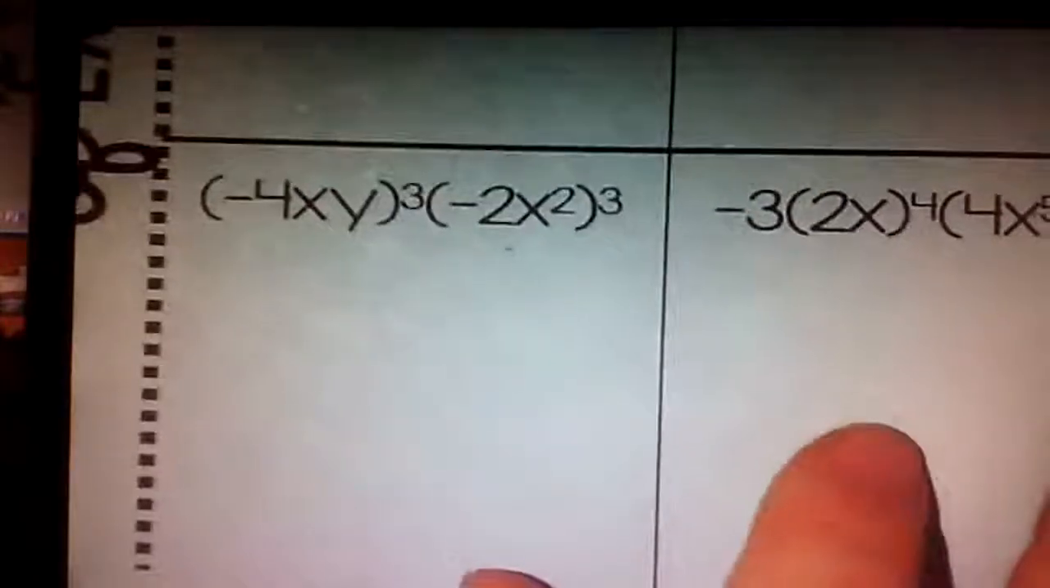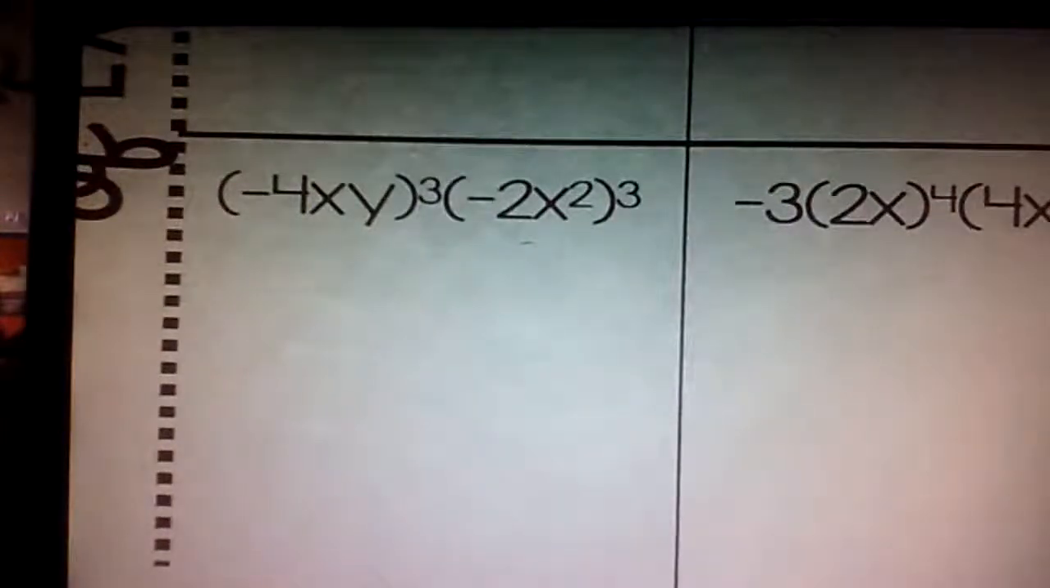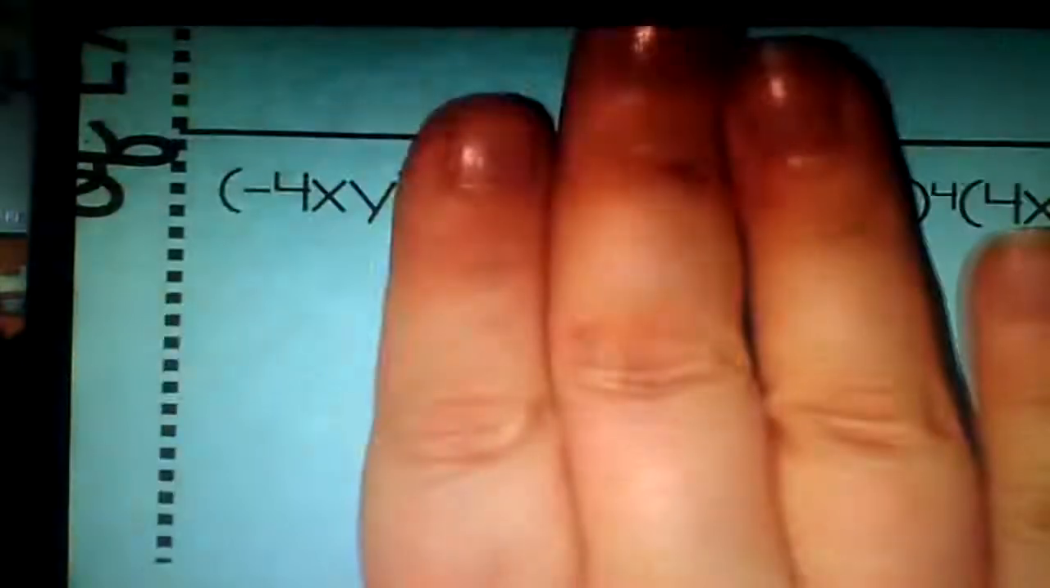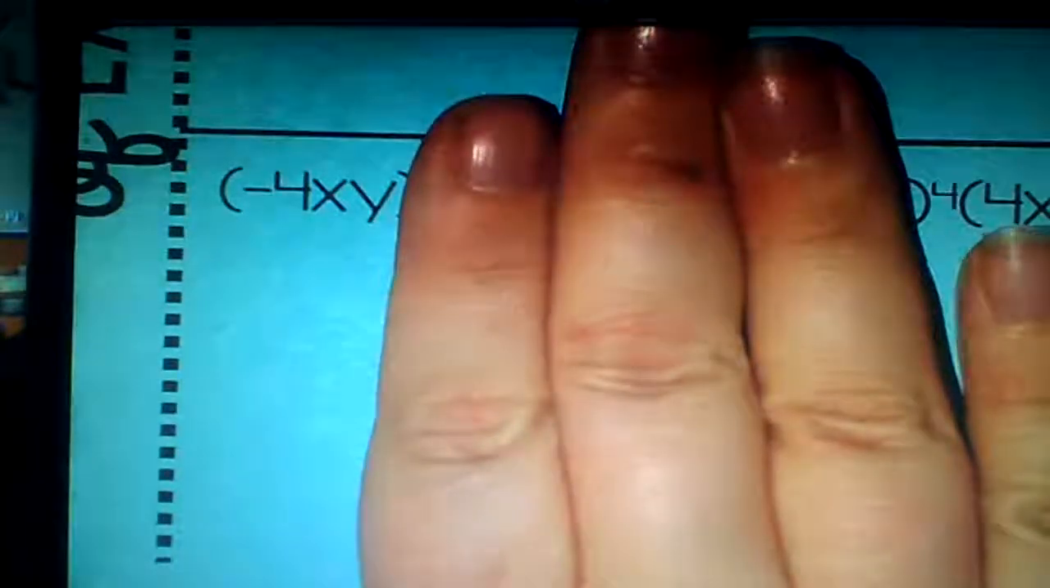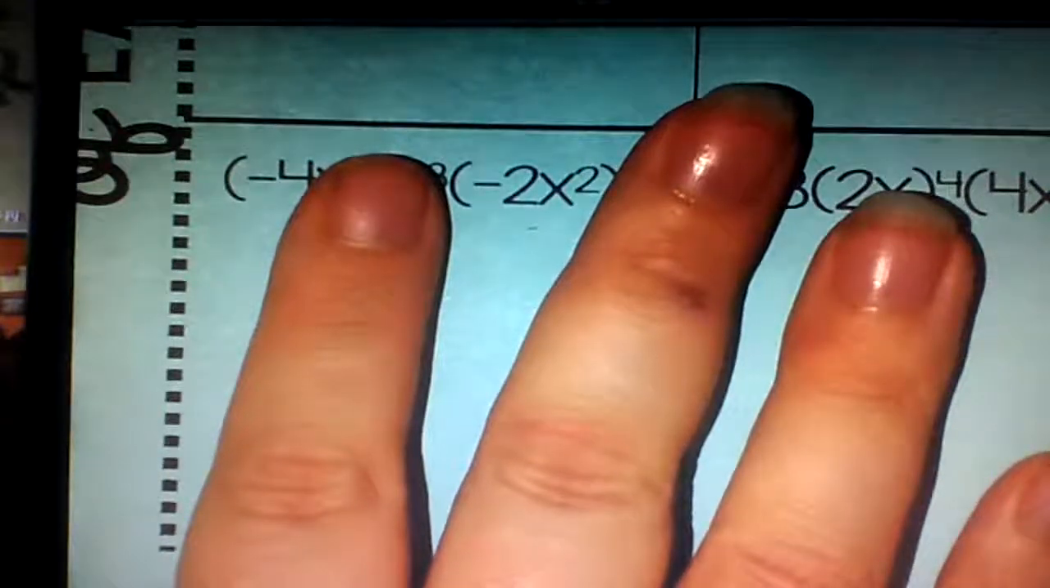All right, let's try these ones. So these are the hardest ones yet. Oh man, here we go. All right, so first off, please excuse my dear Aunt Sally. Okay, so parentheses first. Is there anything inside the individual parentheses that I can do? No, I can't do anything with 4xy. I can't do anything with negative 2x squared. Okay, those are already simplified.